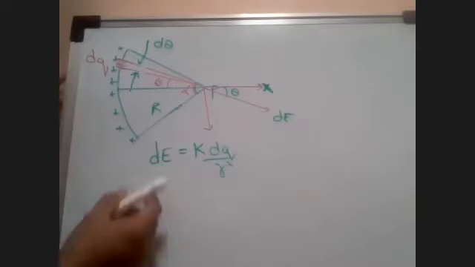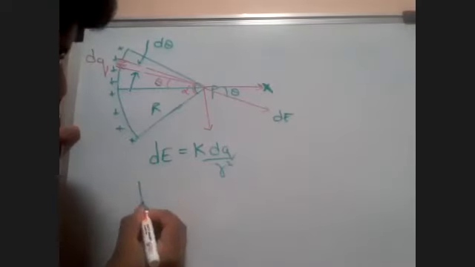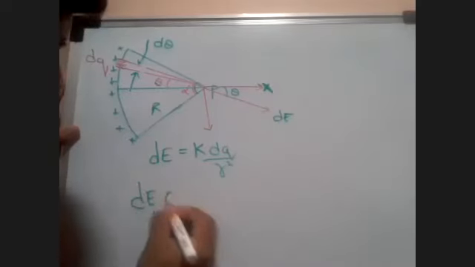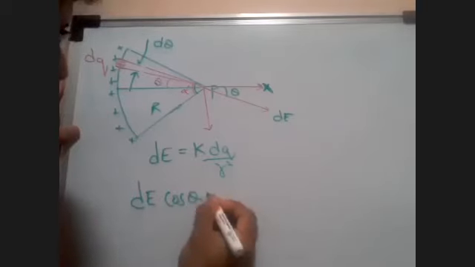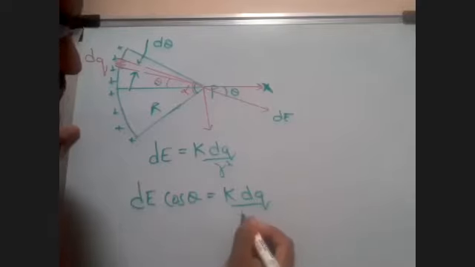No problem. So dE is equal to k dq upon r square. Immediately take the cos component. What will it be? dE cos theta will be equal to k dq upon capital R square.